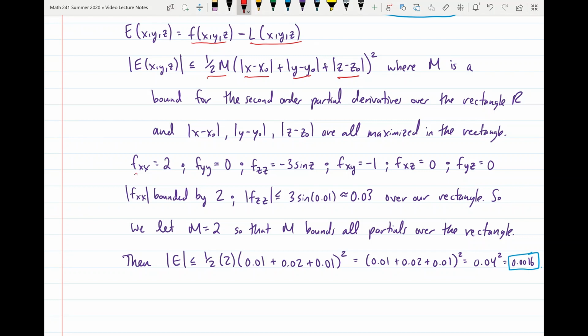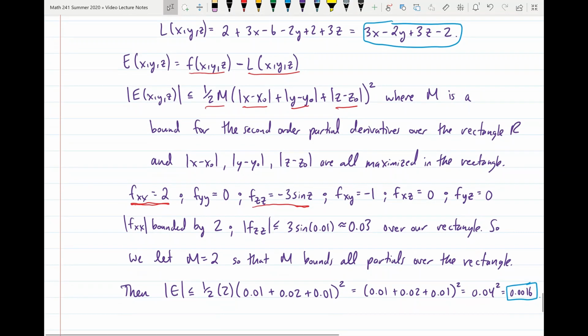The second order partial derivative f sub xx is equal to 2, f sub yy is equal to 0, f sub zz is equal to minus 3 times sine z. This is probably the most interesting one out of the 6 that we find here. f sub xy is equal to minus 1, f sub xz is equal to 0, and f sub yz is equal to 0.